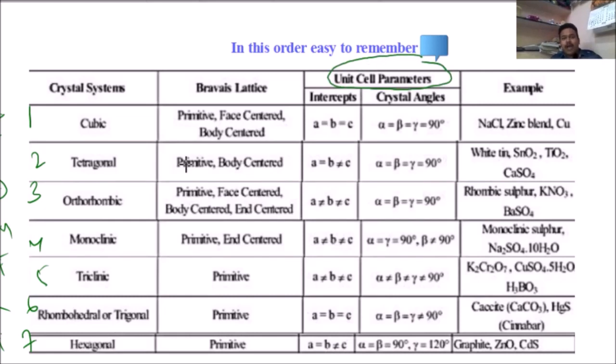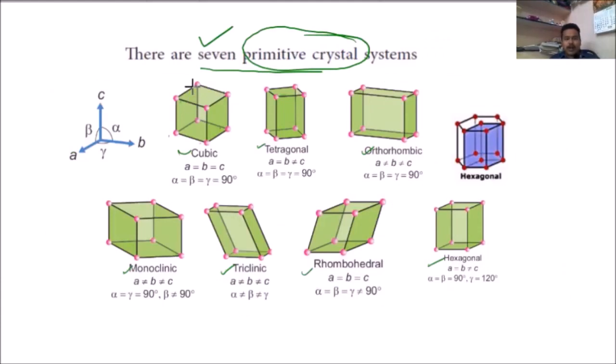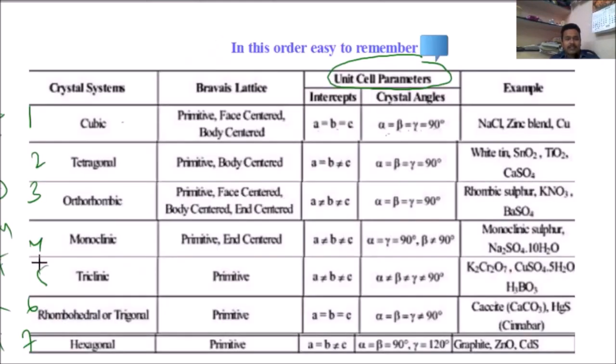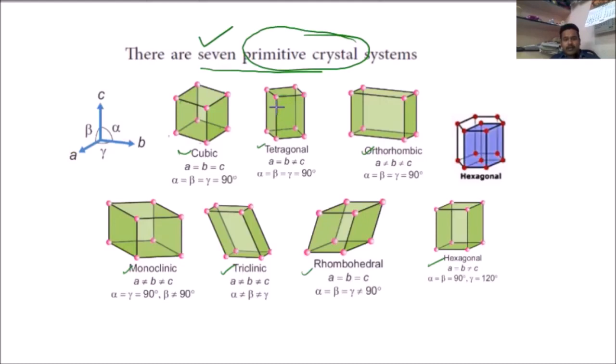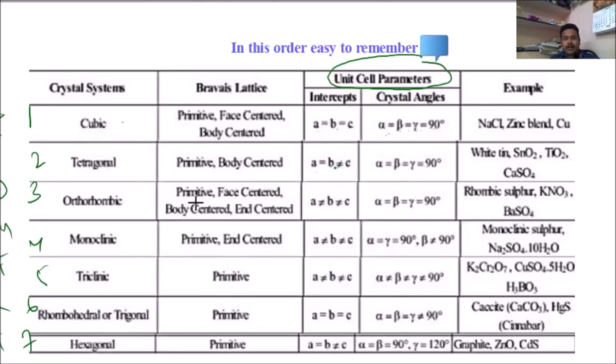See here, why I am following this order. See, A is equal to B is equal to C, and alpha, beta, gamma are equal to 90, that is coming under cubic. Observe cubic here: all the lengths are equal and wherever you see, angles are 90. And the next one, tetragonal, A is equal to B, B not equal to C. Observe, in tetragonal, A and B are equal, but C, this lengthy line, is not equal. Like that, for everything you can observe by the diagram.